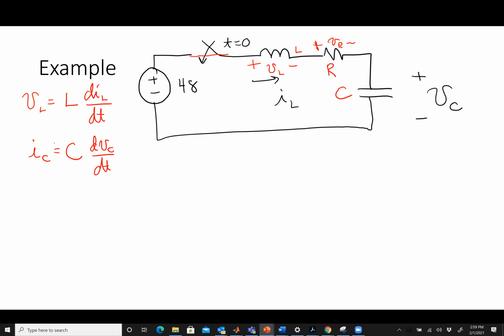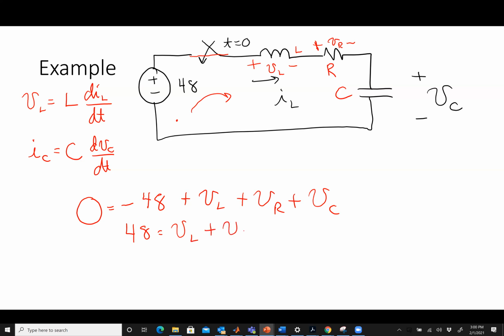Okay. So to write that differential equation out, I'm going to start out with KVL, and I'm going to work around in a clockwise way. So I go minus to plus on the voltage source. So I say minus 48. And then I see everything else as I've written it out as plus minus. So I'm going to say plus VL, plus VR, plus VC. Okay. So now I'm going to rearrange it and say 48 has to be equal to V sub L plus V sub R plus V sub C.